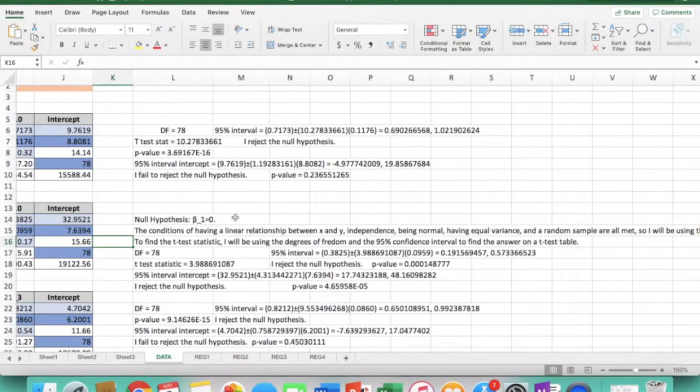For the intercept, I found the t-test statistic to be 4.313, and then I plugged that into the same type of equation and found that confidence interval to be between 17.74 and 48.2, and I also reject the null hypothesis. In this case, the p-value is 4.66 times 10 to the negative fifth. So I reject the null hypothesis that beta equals 0, and we're not given an alternative hypothesis in this case, but I would next want to probably accept that, but yes, I reject it.